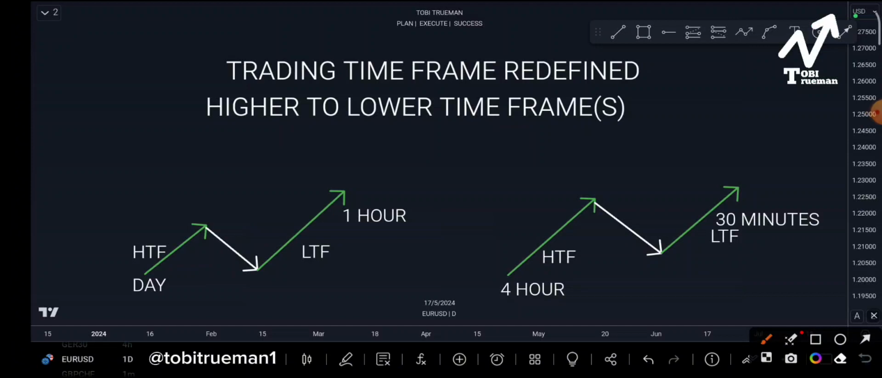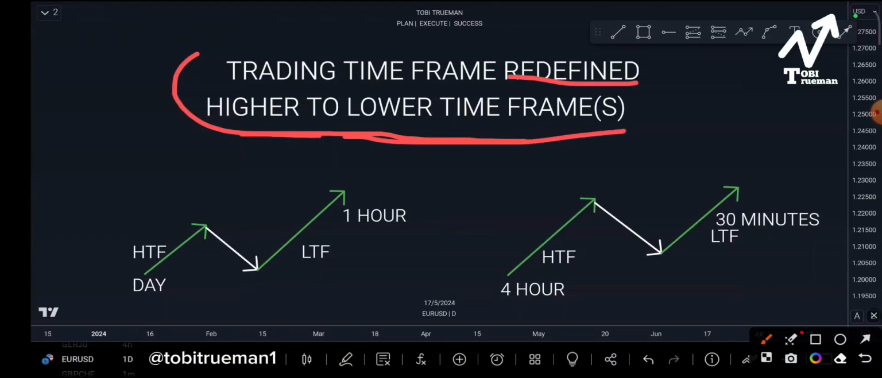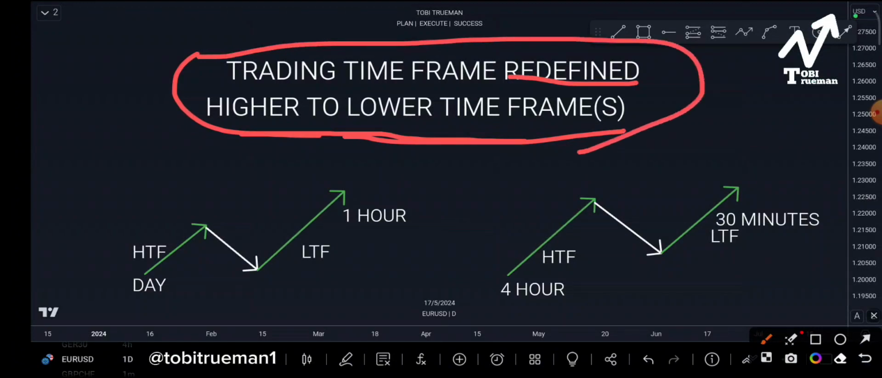As we'll be talking today about trading time frame redefined. We have talked about trading time frame before, but some people might be confused, so I want to make some clarifications. Now we'll be looking at time frame for higher time frame and then lower time frame. Which one is most recommended? That will save you a lot of stress, a lot of losing and frustrations, all of those.